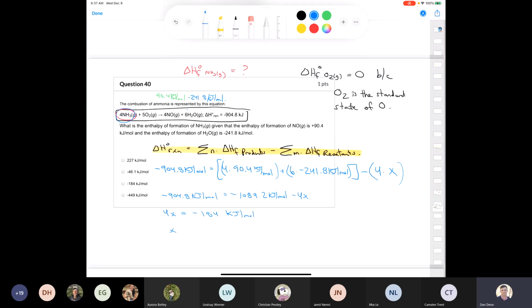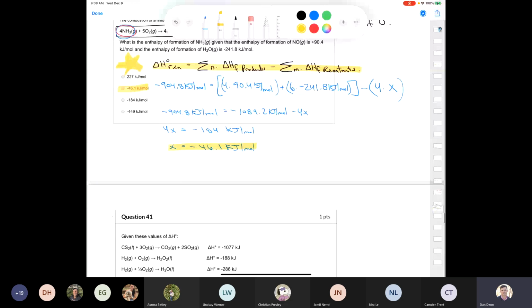And then we get that x is equal to negative 46.1 kilojoules per mole. Just a little bit of algebra and knowing this formula here, knowing how to calculate the change in enthalpy for a reaction when you're given heats of formation. There we go. That's one. Everybody move on to the next one, which deals with Hess's law.